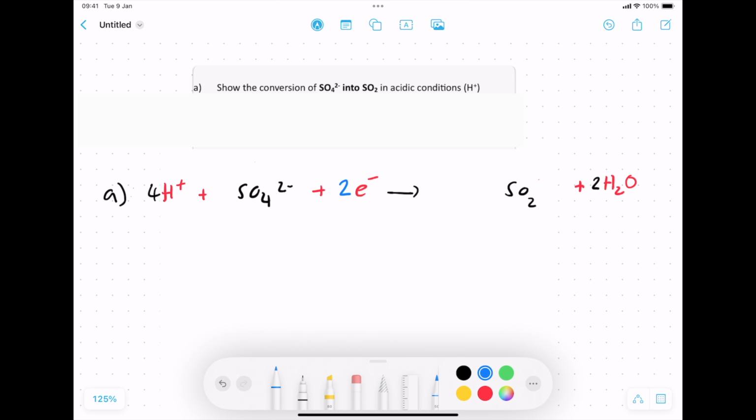So do an atom check first, then check the charges. And if the total charge is 0 on the right, then it must also be the same on the left. Or if it's -4 on the left, then it must be the same on the right.